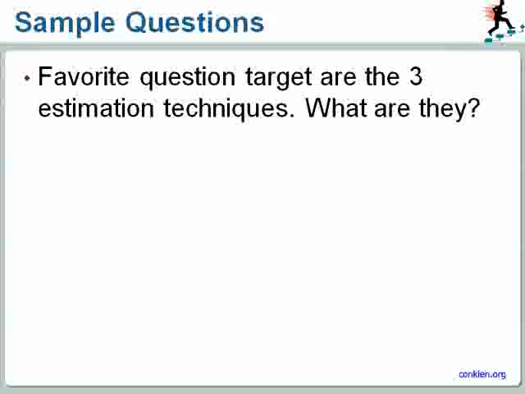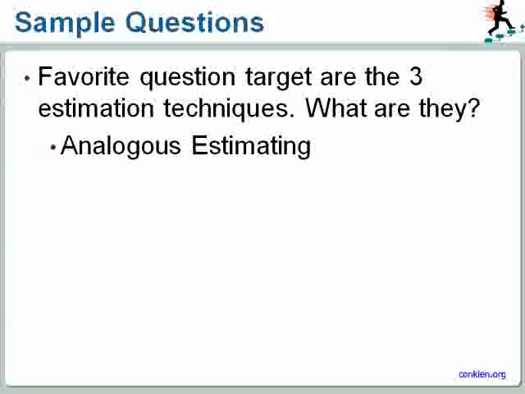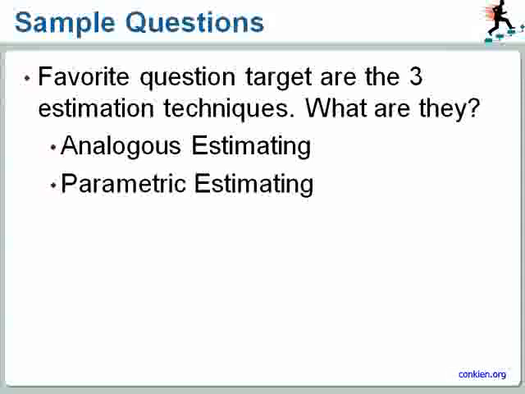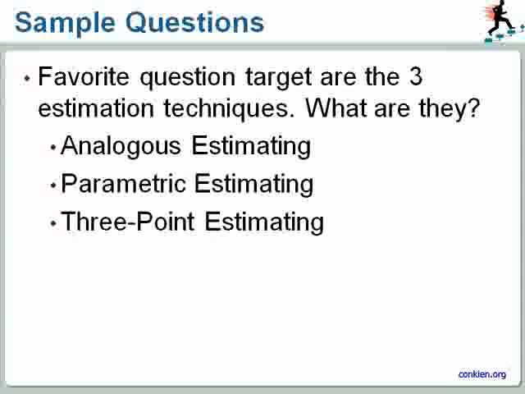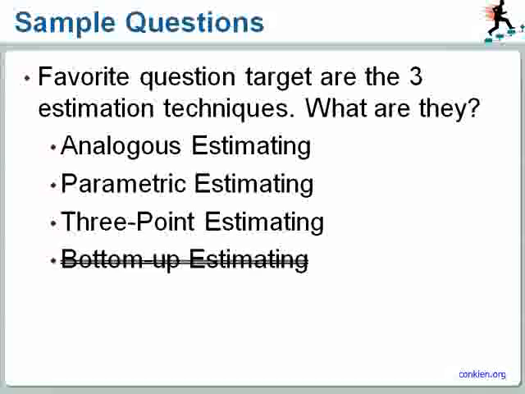Alright, they are the analogous estimating, the parametric estimating, and the 3-point estimating, also known as PERT. Please make a mental note that the bottom-up estimating technique is not a tool and technique of this process, even though it is pretty much what we're doing. We're estimating the duration of all our detailed schedule activities from the bottom up, but it's not explicitly listed as a tool and technique.